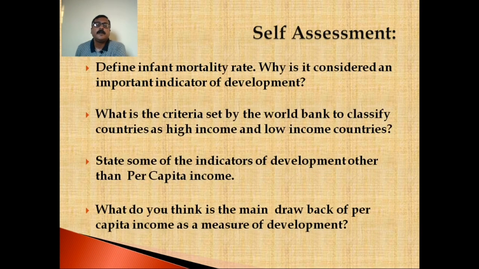So some questions for your assessment. Number 1, define infant mortality rate. Why is it considered an important indicator of development? Next, what is the criteria set by the World Bank to classify countries as high income and low income countries? Next, state some of the indicators of development other than per capita income. And finally, what do you think is the main drawback of per capita income as a measure of development? So these are some of the questions. If you can answer them, you can make a self-assessment that you have understood the chapter thoroughly.